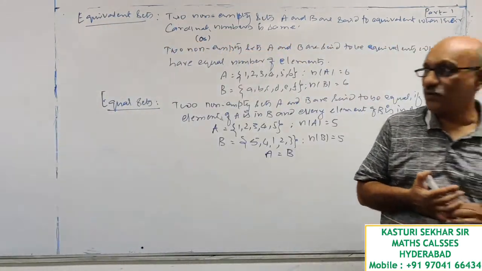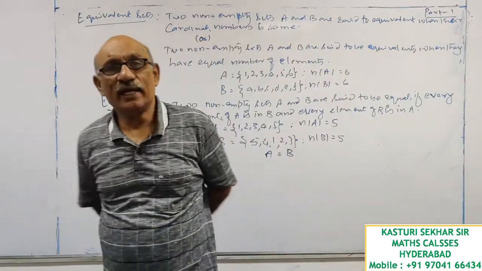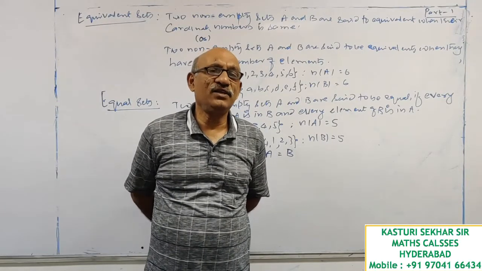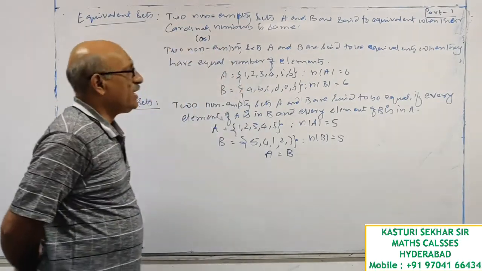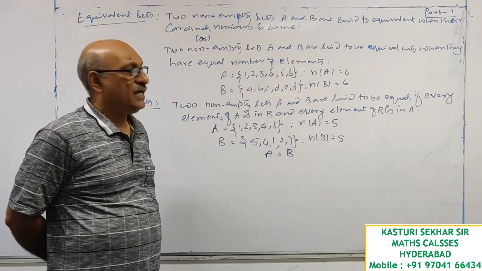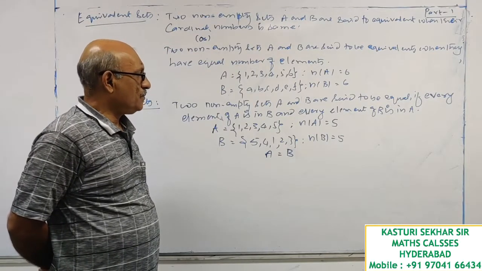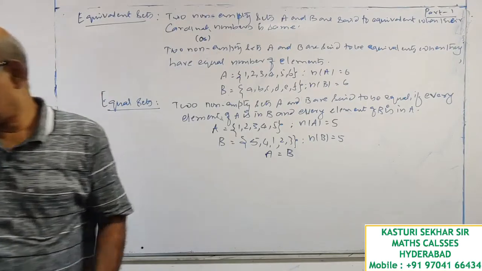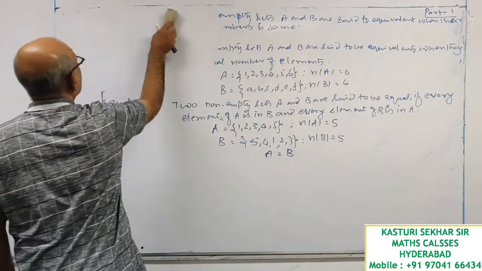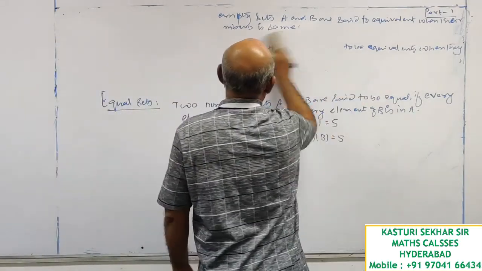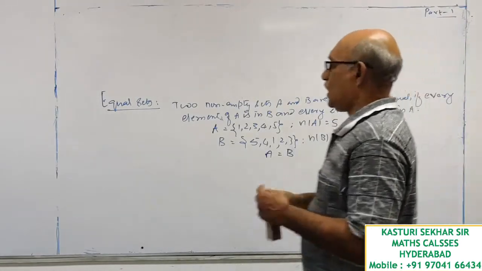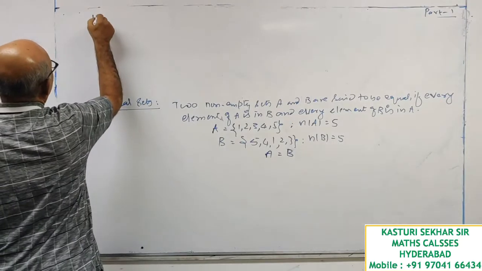Look at the definition one more time. Here I am considering non-empty sets, so let us modify this. Two non-empty sets A and B are said to be equal if every element of A is in B and every element of B is in A. One more point to remember here is two equal sets are always equivalent.